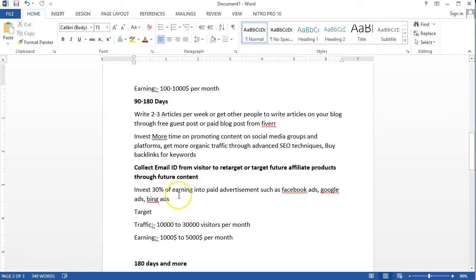Now, once you start earning $1,000 per month, I would suggest investing 30% of your earnings into paid advertisements such as Facebook ads, Google ads, and Bing ads. It will increase your traffic and your conversion ratio. If you are having 2 to 3% conversion, then it will increase to 5 to 10%, and you will start getting more traffic to your website in a shorter period of time. So it is good to invest 30%.